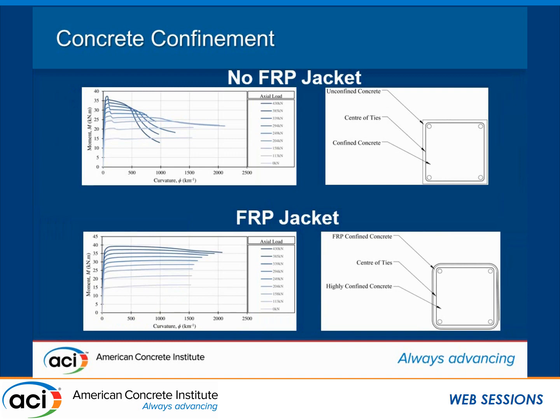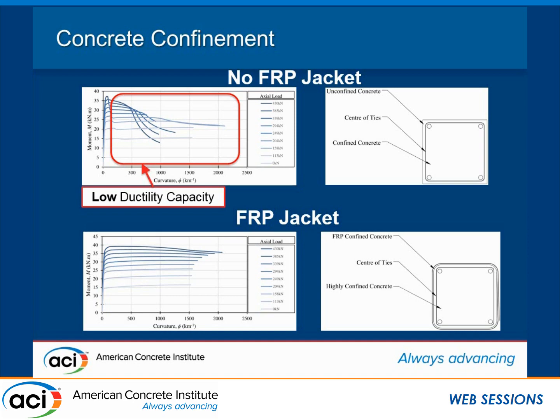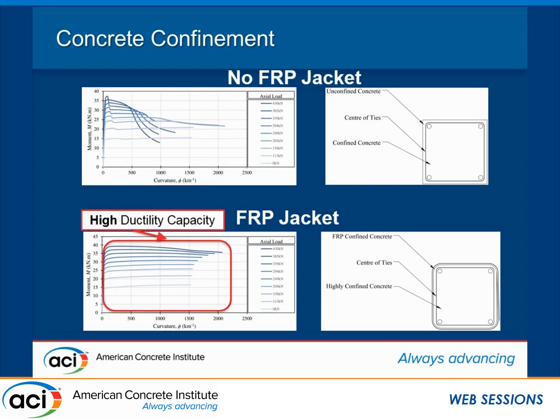Now this has the effect, if we don't confine it, of looking in moment curvature, we can get a poor curvature ductility with increasing axial load. So the darker the line, the higher the axial load. And this means that as curvature ductility drops, this has implications later on flexural ductility. And then if we jacket this, we get pretty high curvature ductility. And by ductility, I mean once it hits a yield, it can retain that capacity for a large amount.